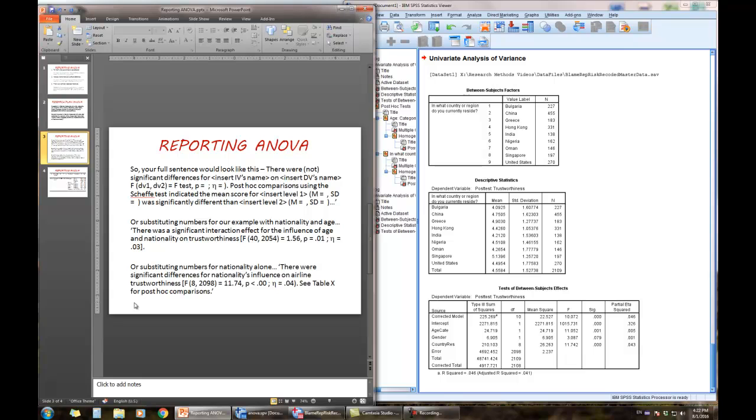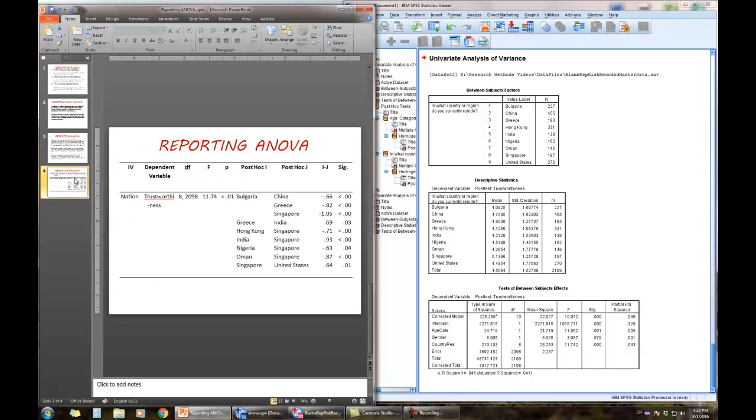So, that's the basic text of what you report. Now let's take a look at the table. Let's start at the top row to see what's been included. The independent variable, obviously nation. Our dependent variable, trustworthiness. Now remember, we're doing this for the individual test.